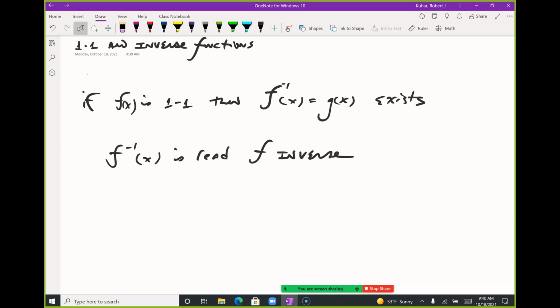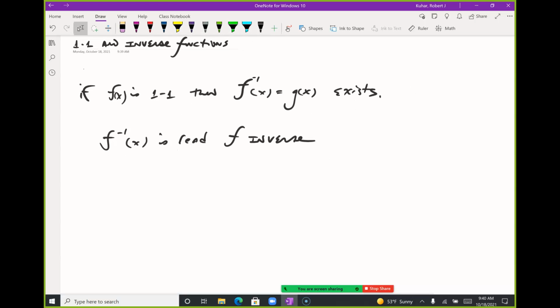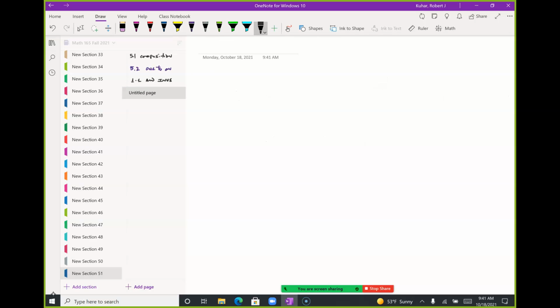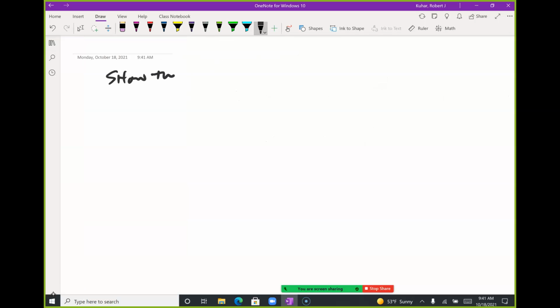Okay. So if f of x is one-to-one, then the inverse function, which I like to call g of x so I don't have to write so much, exists. And so then we would like to be able to find inverse functions, right? So that's what we want to be able to do here. We want to find inverse functions. Show that f of x equals 2x minus 1 is one-to-one, and then find the inverse.